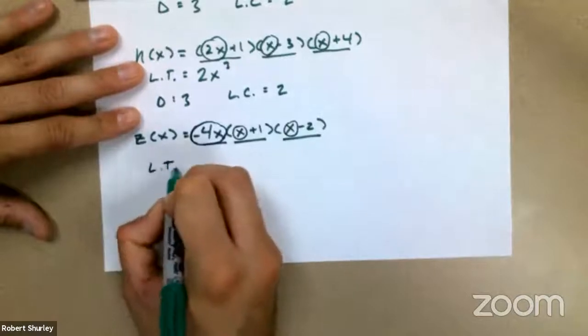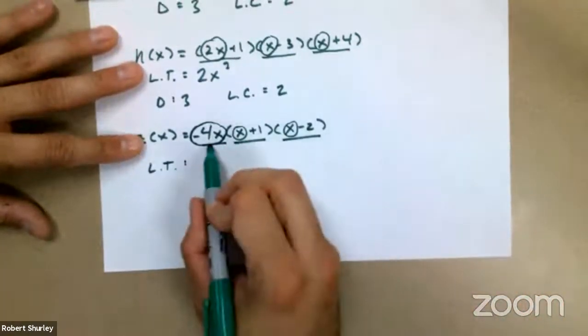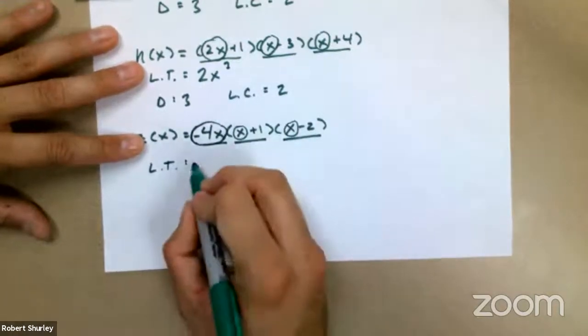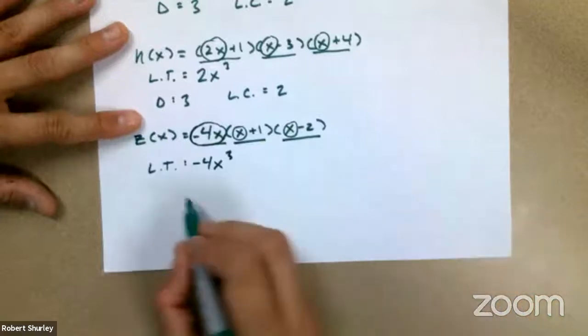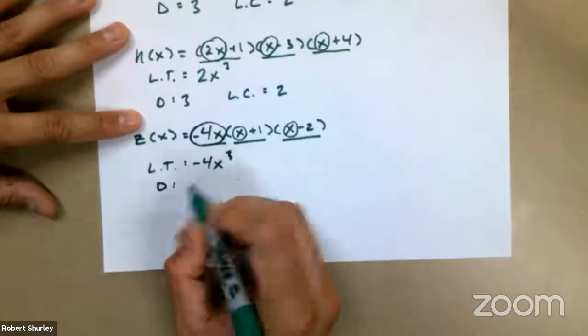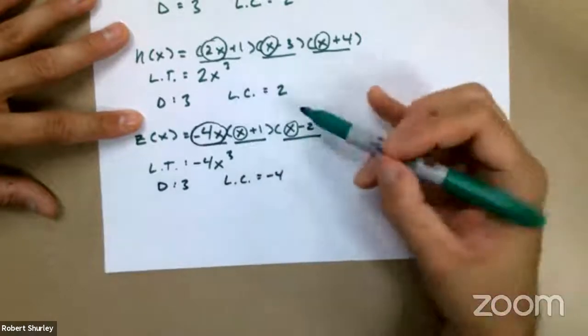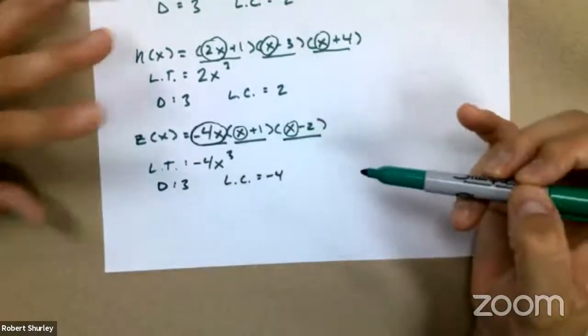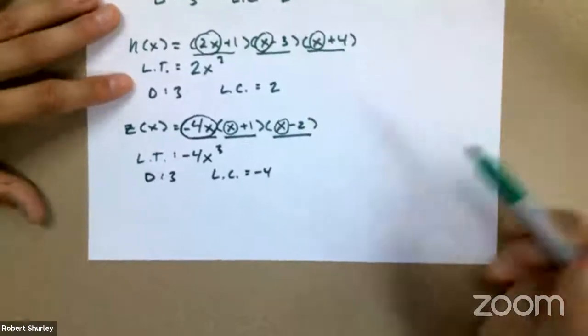So my leading term is going to be negative 4x times x times x. That's going to be negative 4x cubed, okay? Now, again, my degree is 3, and my leading coefficient now is negative 4. Now, look, though, I need you to realize something, and it's kind of neat, and it's going to lead to a bigger thing here in a little bit.